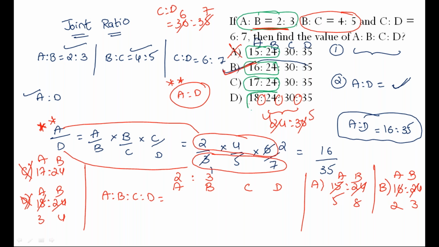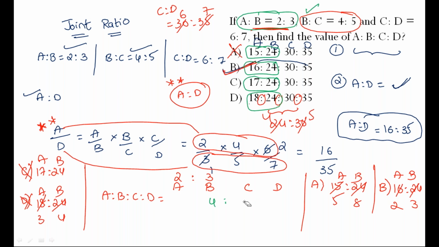We will check. If two options are satisfying 2:3, then you have to check B and C. B and C must be 4:5 ratio. Hema, is it understandable for you now? Let's check the options. B and C must be 4:5. Which option is having B and C 4:5?